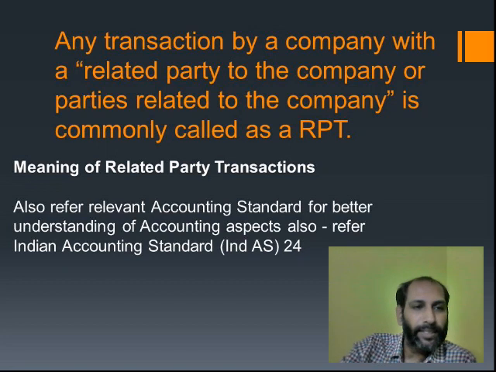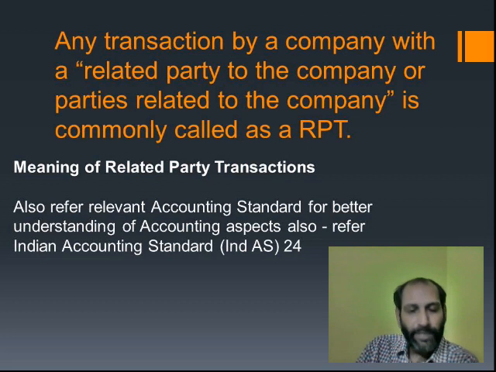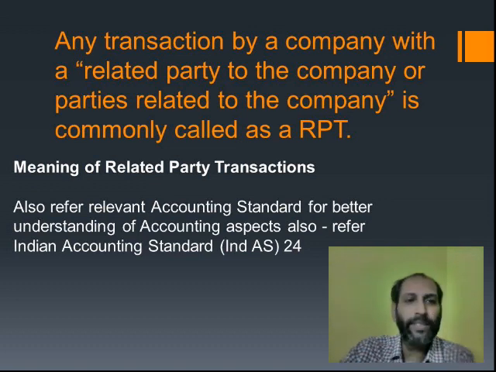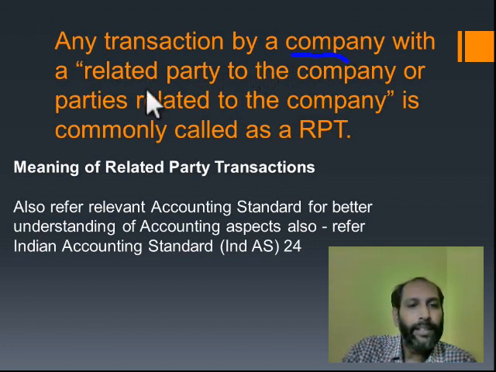Coming to the topic, what is a related party transaction? Meaning of related party transaction. Any transaction by a company on one side, and a related party to the company on the other side, is called a related party transaction. I'll repeat again, you have two sides to a transaction, right? Any transaction requires two parties. One here is the company, and the second is persons who are related to the company. So that's why the definition goes like this: any transaction by a company with a related party to the company is commonly called a related party transaction.